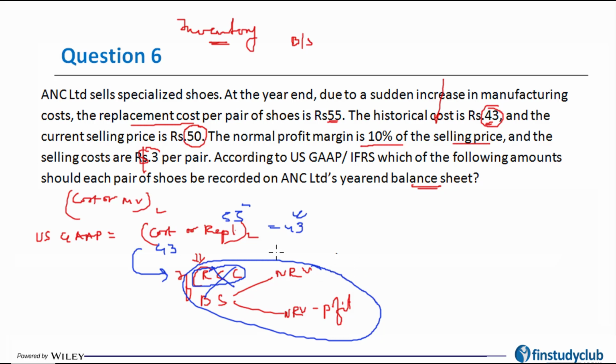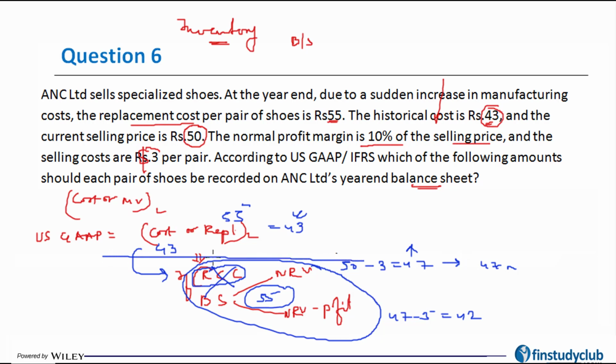So let's just see what is a common mistake that you would make. Your net realizable value is going to be 47 and NRV minus profit is going to be 42. So what you will think is, replacement is 55, this value is going above this 47, and therefore you will write 47 as the main answer. But the entire trap is that the question gets solved only at step 1, cost or replacement, whichever is lower. There is no need to go to step 2 itself. Okay, so as per US GAAP, my answer is 43.